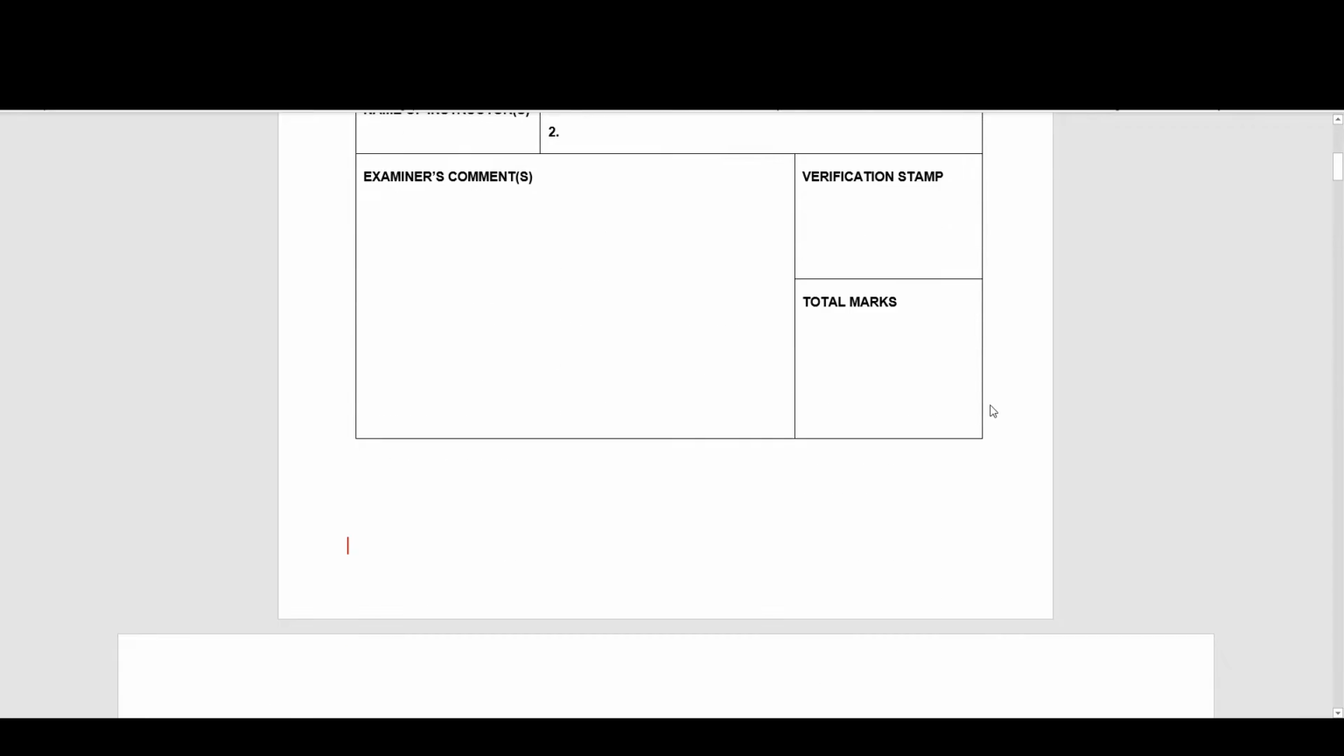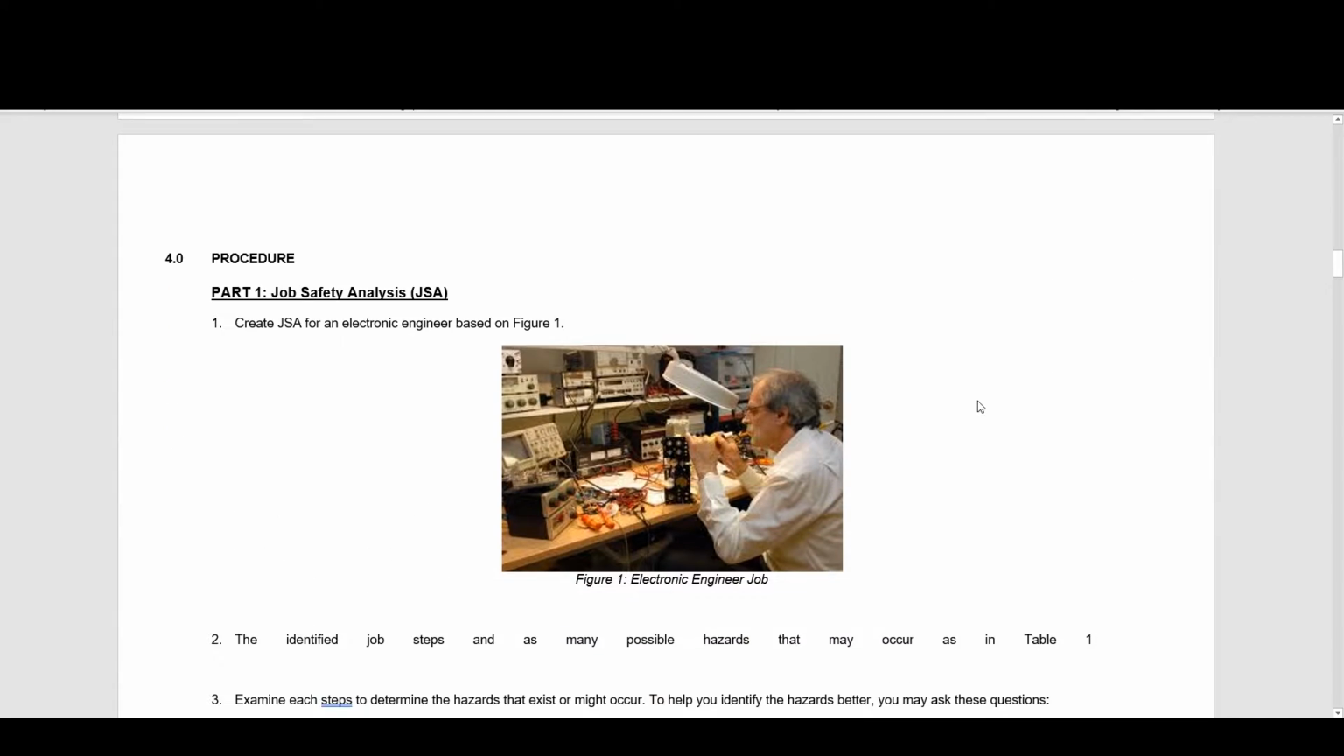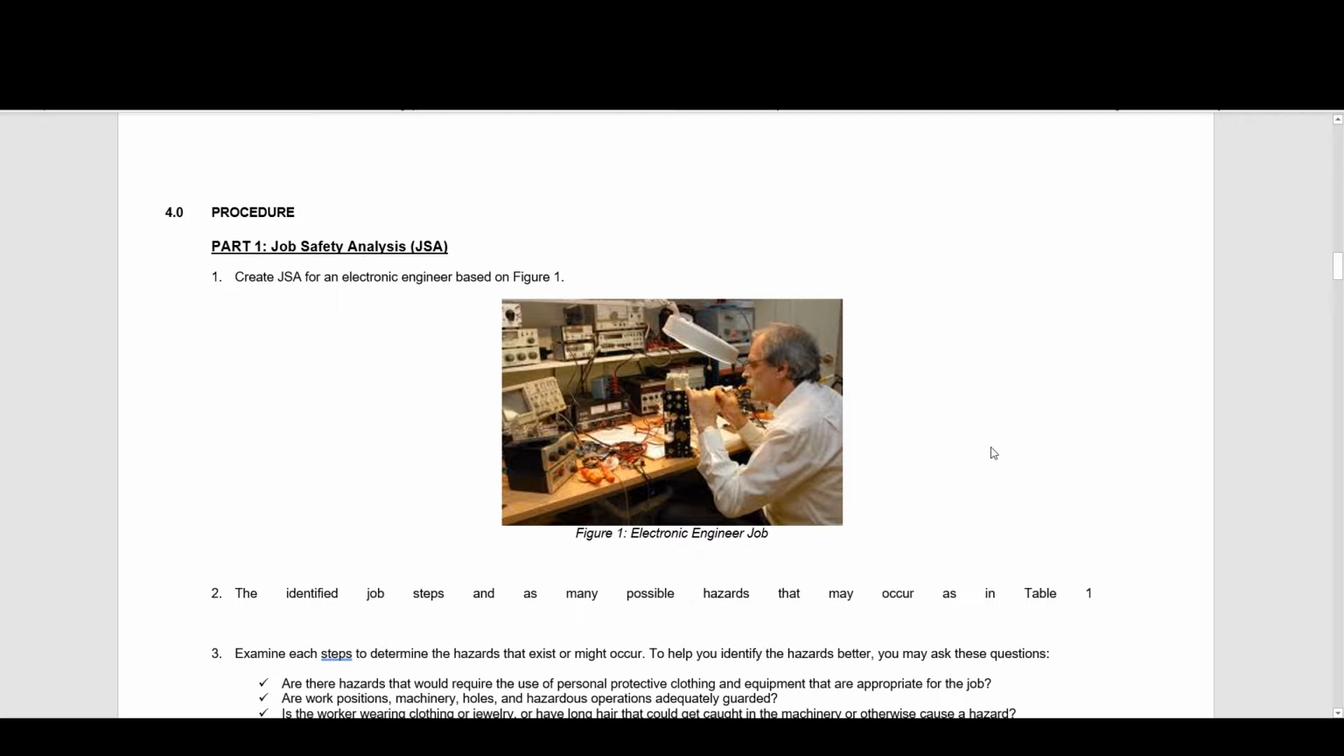Continue by scrolling all the way down to Question 1, or Part 1. The question is to create a JSA for an electronic engineer based on Figure 1. In this Figure 1 we can see an adult soldering an electronic part, so we want to create a JSA.